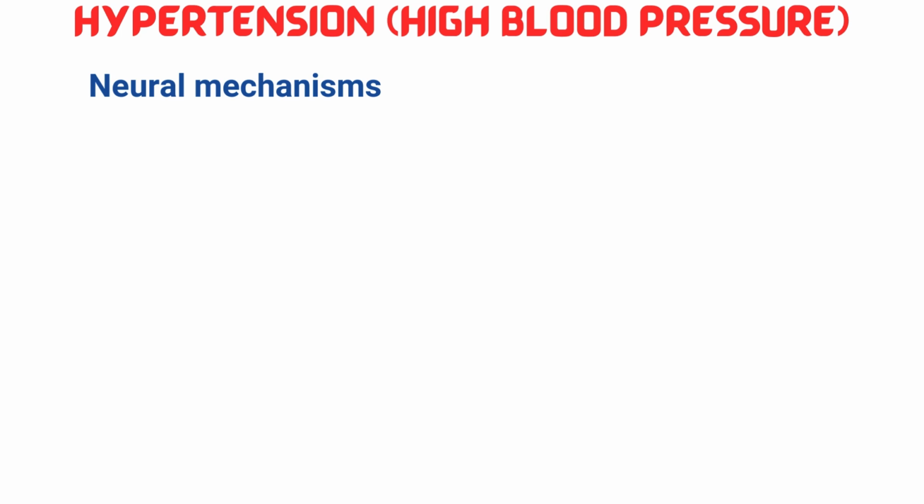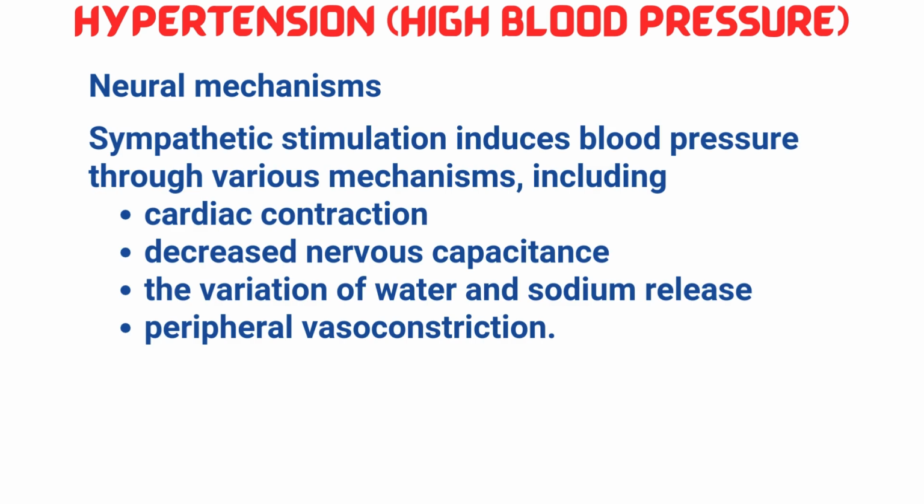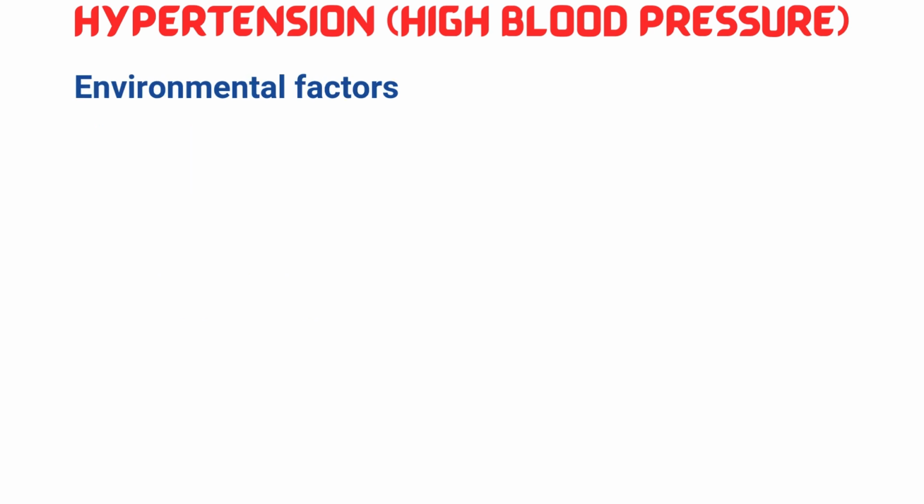Neural mechanisms also play a crucial role in the pathophysiology of hypertension because they control cardiovascular homeostasis. Sympathetic stimulation induces blood pressure through various mechanisms, including cardiac contraction, decreased nerve capacitance, the variation of water and sodium release, and peripheral vasoconstriction.